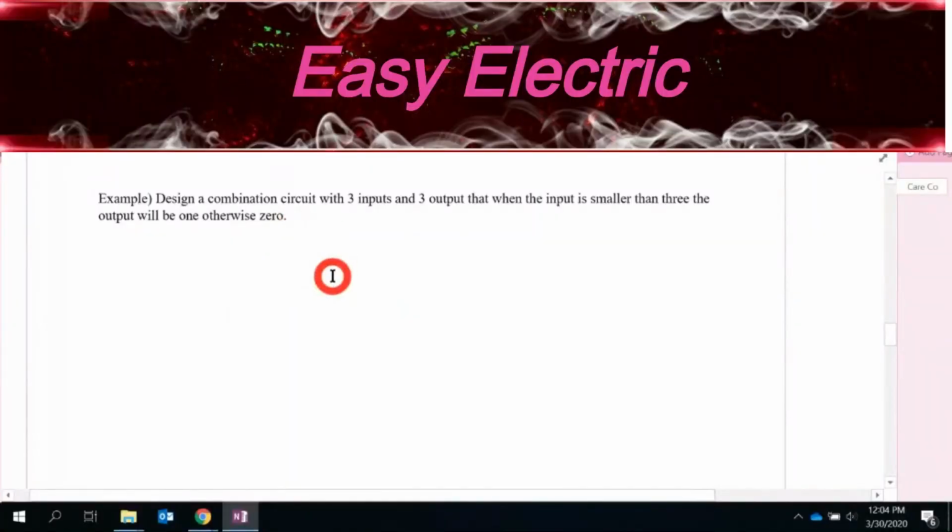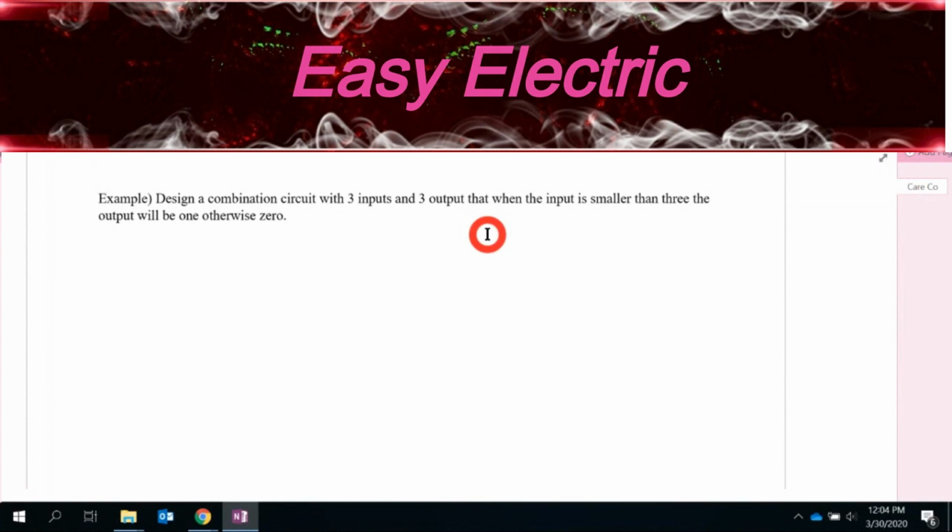Here on the notes, you see one example. We want to design a combinational circuit with 3 inputs and 3 outputs. And when the input is smaller than 3, the output will be 1, otherwise 0. So that means you have 3 inputs, okay? Definitely you could give any type of number with 3 bits, right? You could give 0 to 7 with 3 bits, right?